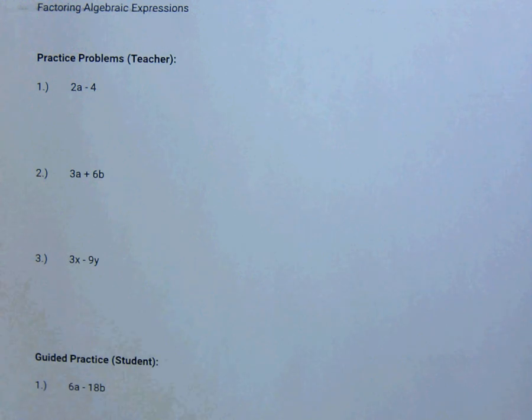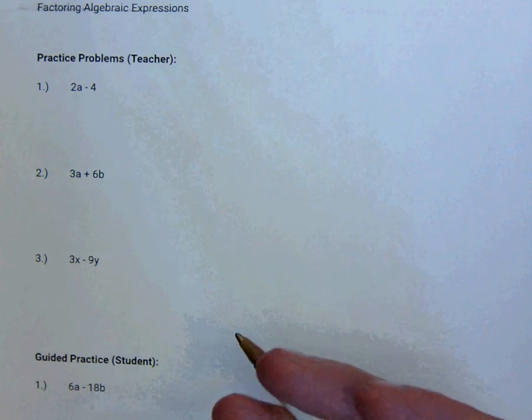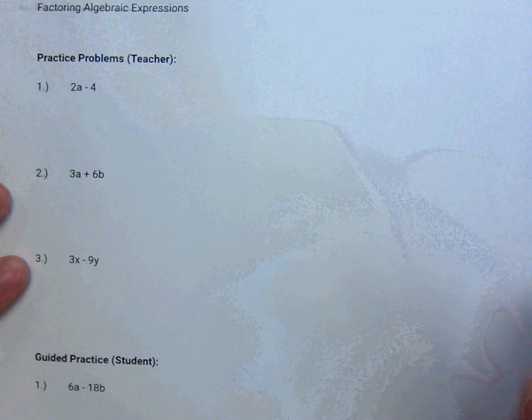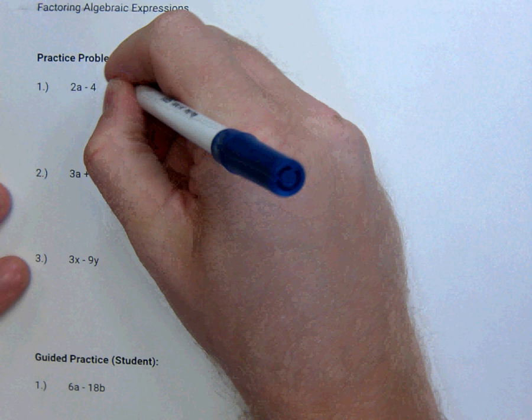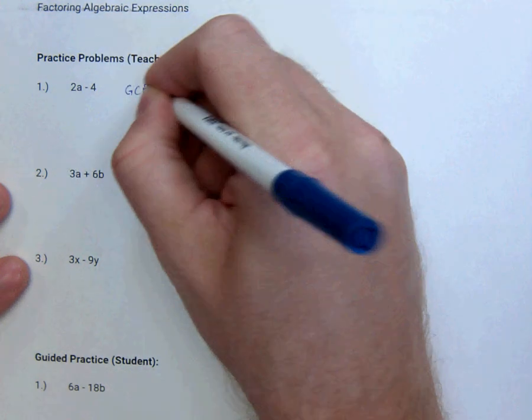I am factoring algebraic expressions today. This is something that we've done a little bit before. Really, it's the complete reverse of the distributive property, or expanding. What you do when you factor is look for the GCF of the terms, the greatest common factor, and pull it out of the equation. So if I'm looking at 2a minus 4, the GCF of 2 and 4 is 2, okay? So the GCF equals 2 here.